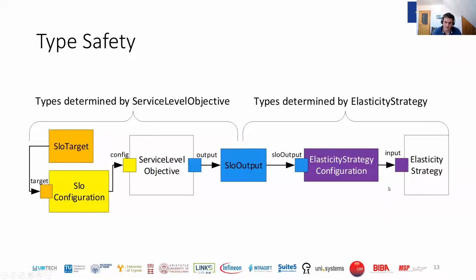And likewise, we have something similar with the elasticity strategy. Each elasticity strategy has its own configuration type. And the bridge between these two worlds, the worlds of the SLO and the elasticity strategies, is the SLO output type. So each SLO can define a certain output type. By default, we ship a generic output type called SloCompliance, which we recommend to be used by most SLOs because this maximizes compatibility between SLOs and elasticity strategies. But you can, of course, define your own type as well.